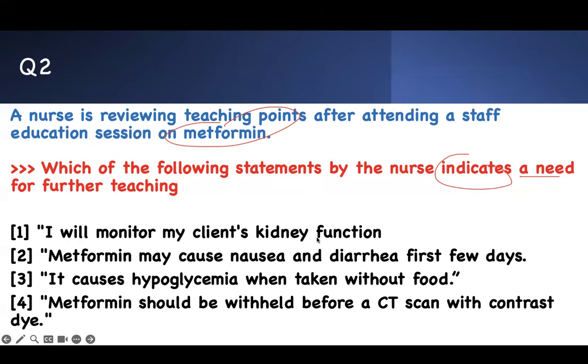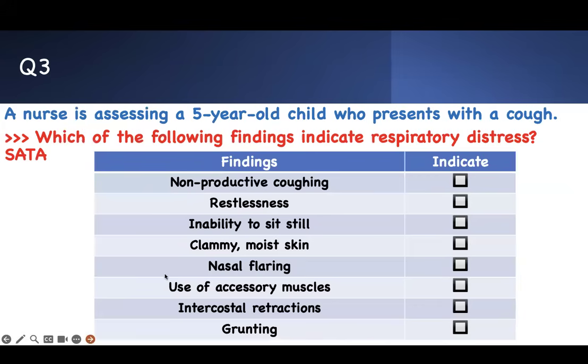2 and 3 are your answer choices. Which one is saying something wrong that needs further teaching? Metformin is what? Improve insulin resistance. It does not increase insulin secretion. Therefore, it does not cause hypoglycemia if you don't take it with food. Therefore, number 3 needs further teaching. And this is the way you use the content to answer the questions.